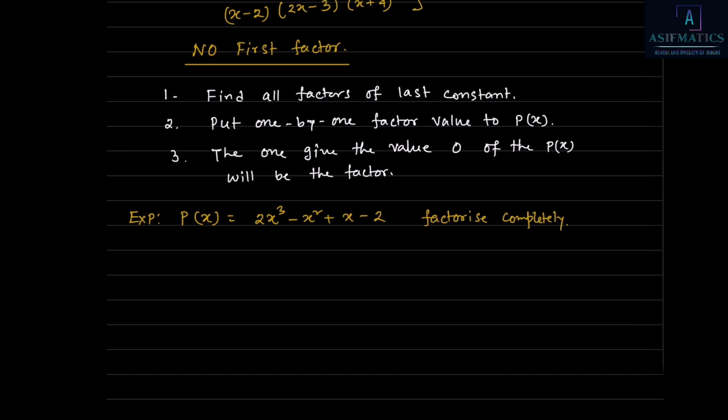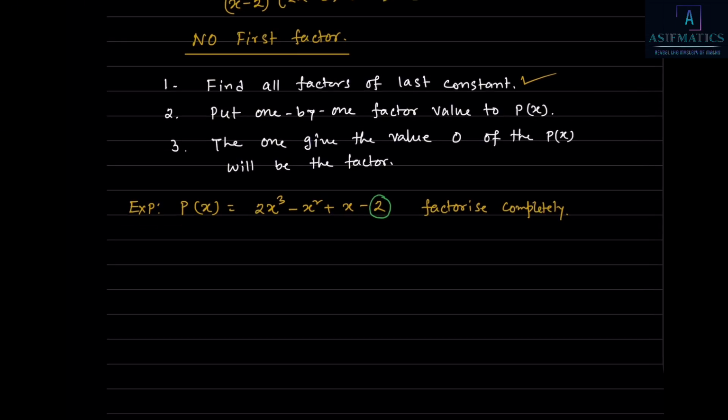So according to our process, number 1, find all factors of the last constant. All factors of the last constant means we have only one constant in most cases, so we just take the value of this constant, 2. Then we put one by one factor value, and we need to find all the factors of 2.